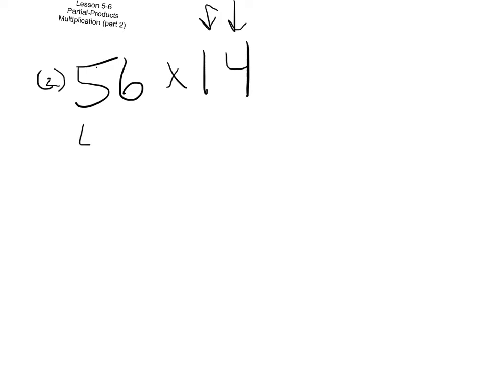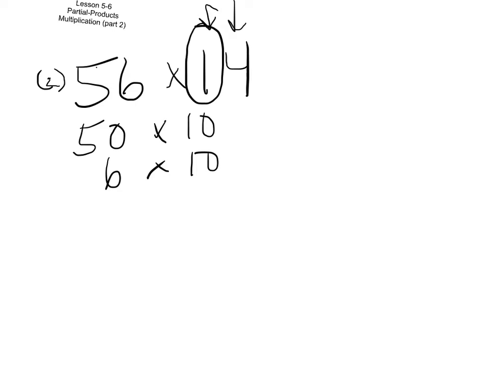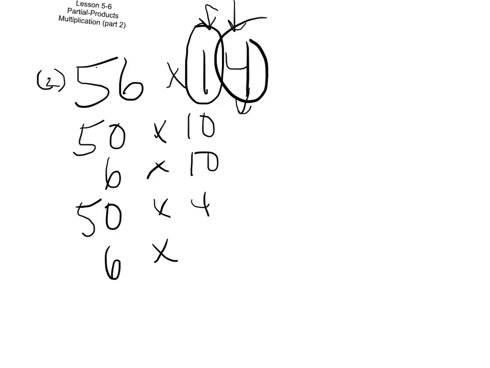Okay, well hopefully you took 50 and 6 and multiplied each of those by 10, because this digit right here is actually a 10. And then you have to do 50 and 6 and multiply them each by the 4 and get your 4 partial products. 50 times 10 is 5 times 1 is 5. Bring your 2 zeros over. I'm going to write nice and neat over here so that you can line it up correctly.